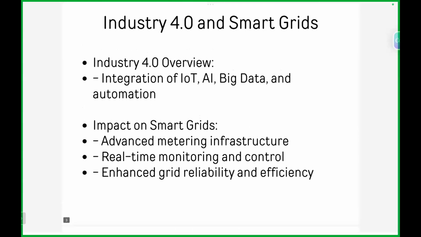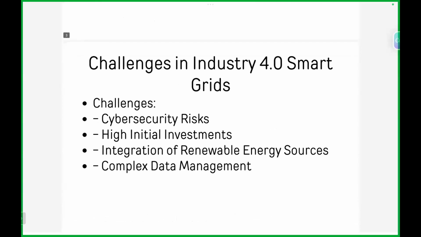And today in India, we could say grid reliability and efficiency is very poor in terms of transmission and in terms of distribution. So these smart grids are really going to be helpful in improving grid reliability and efficiency.